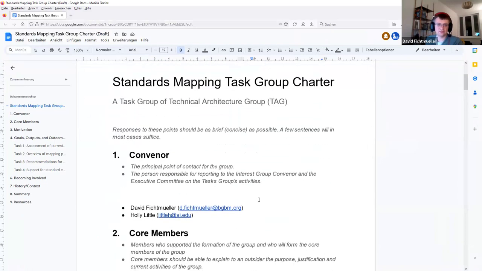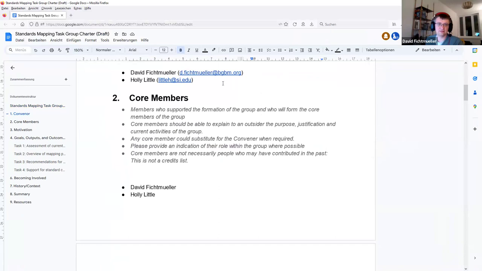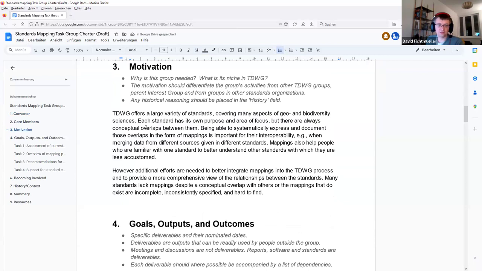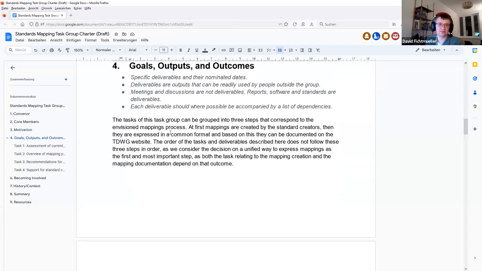So this document, as Holly asked for, she will not be on the convener list anymore. So the motivation hasn't changed. This is largely from the session abstract for the mapping session at the last TDWG. But I think the goals, outputs, and outcomes I have refined a bit.